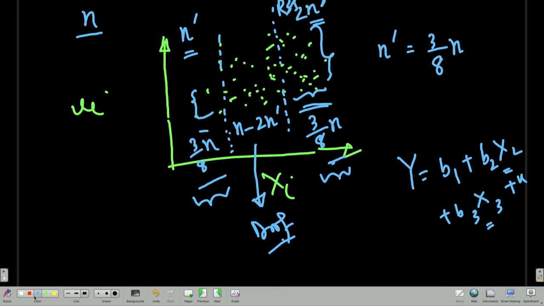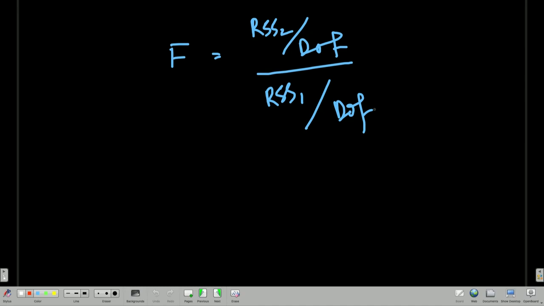Let me use a different color, it looks a little cluttered. Let's also write RSS large, and the previous one, the smaller one, we call RSS1, or we can also call it RSS small, residual sum of squares small. Now how we do it is, we divide this corresponding residual sum of squares by the degrees of freedom, and then we get the F statistic.